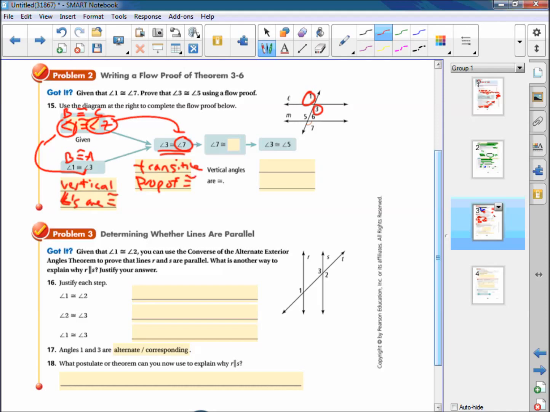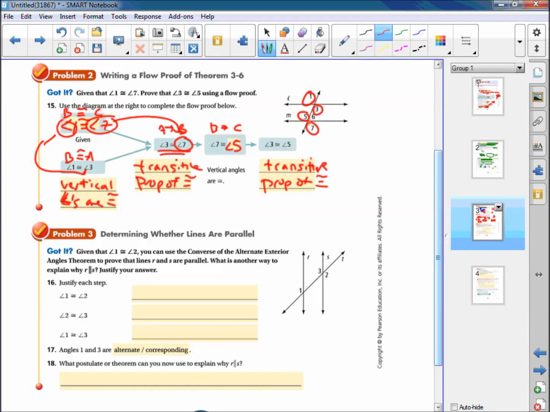Okay. All right. So since 3 and 7 are the same, then we should know that 7 is the same as 5 by vertical angles. So 7 and 5 are the same. And let's see. So this one's easy to see. 3 makes 7. So that's A turns into B. And then 7 makes 5, so B turns into C. 7's the same in both. Therefore, 3 and 5 are the same. And this is once again going to definitely be transitive property of congruence. Okay.